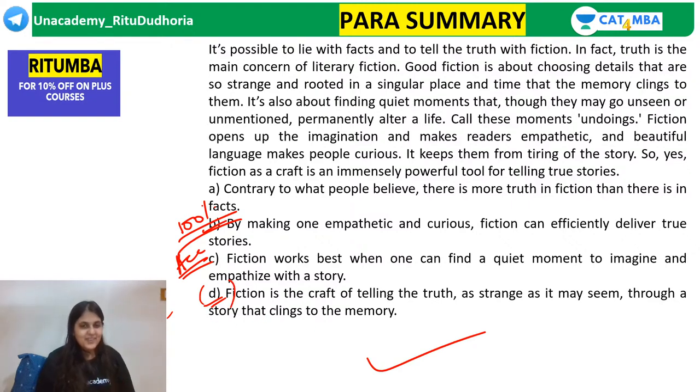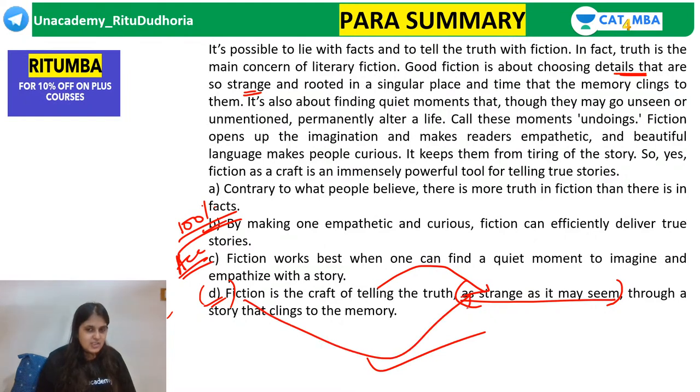Okay, let's look at D. Fiction is a craft of telling the truth, as strange as it may seem, through a story that clings to the memory. Okay, as strange as it may seem. What may seem strange, guys? That's my question. It's about choosing the details that are so strange that it tells the truth is not strange. Fiction is not strange. Did you understand this? So this is a distortion. Fiction is not strange. Telling the truth is not the fact that fiction tells this truth, the truth is not strange. So the word strange is there in the passage, but it applies to a different context.